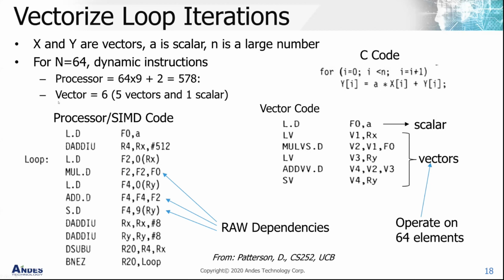But in terms of vector, if we have a vector that can operate on 64 elements at one time, then you have a single pass, so the code is a one-time code. You have a scalar part followed by the vector operation that operates on 64 elements. So it's only 6 instructions in comparison to 9 instructions that dynamically operate 64 times for 578 instructions.